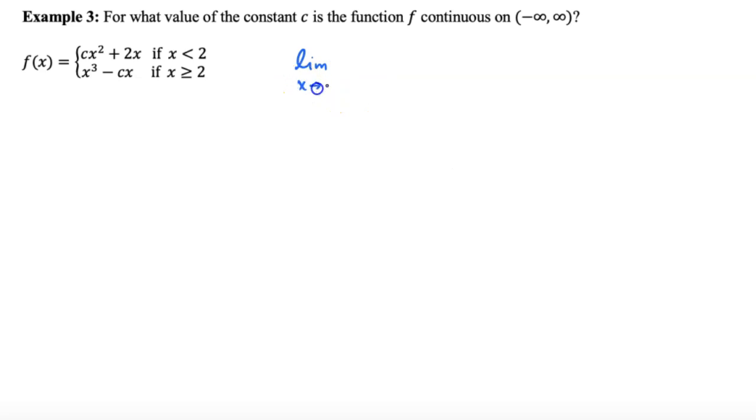as x approaches 2 of cx squared plus 2x must be equal to the limit as x approaches 2 of x cubed minus cx. Another way I can write this is that the left-hand limit, which I'm going to take from cx squared plus 2x, must be equal to the right-hand limit, which I'm going to take from x cubed minus cx. So I can show that this would be the left-hand limit and this would be the right-hand limit.